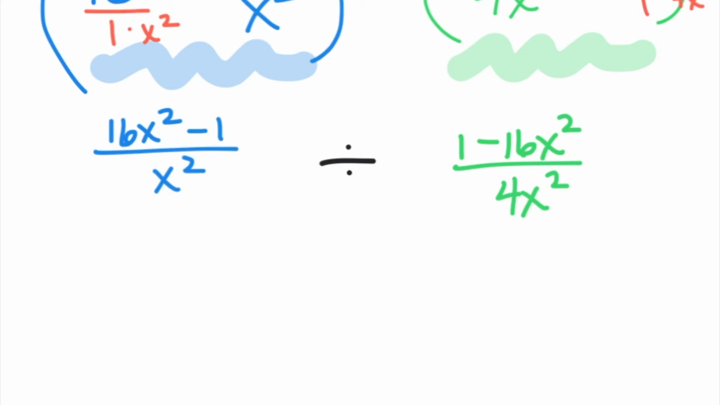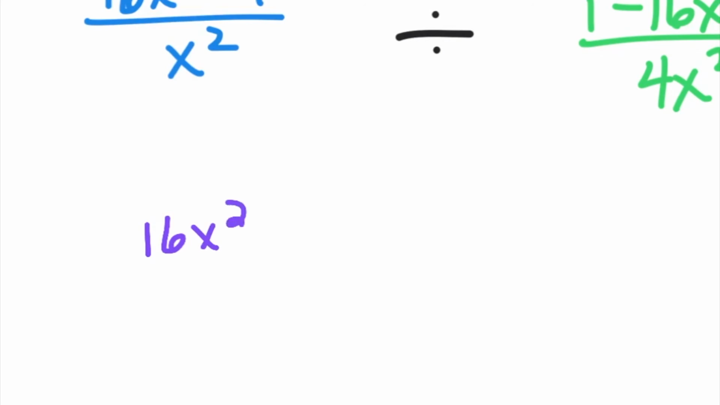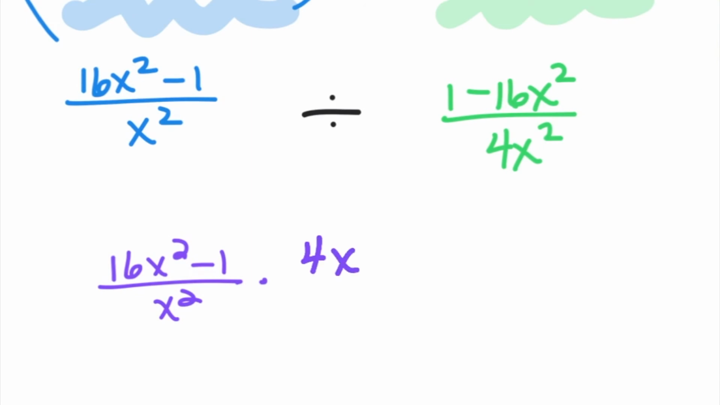So the next thing that you want to do, and I'm actually going to skip the factoring step here because I see that I am going to be able to cancel without factoring the 16x squared minus 1. You could write 4x plus 1, 4x minus 1, and 1 plus 4x, 1 minus 4x. All of that stuff is going to cancel whether I factor or not. So let me rewrite this whole problem. Then with the flip, I've got 16x squared minus 1 over x squared times that 4x squared over 1 minus 16x squared.